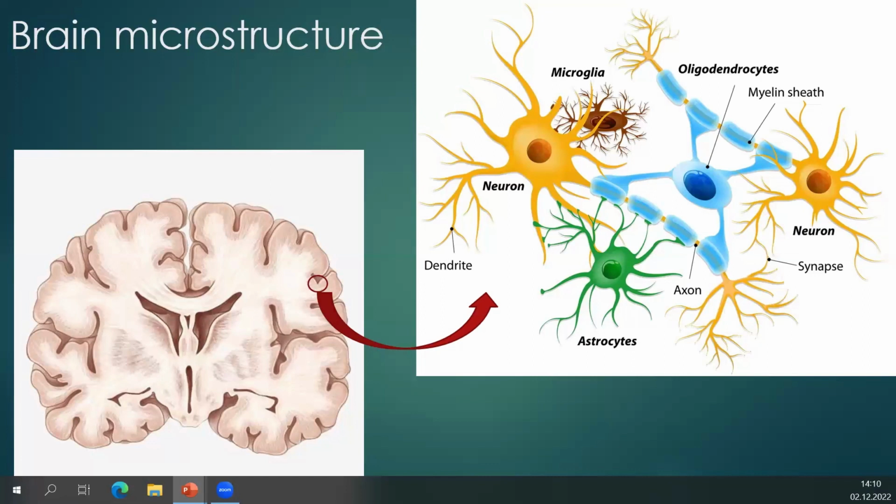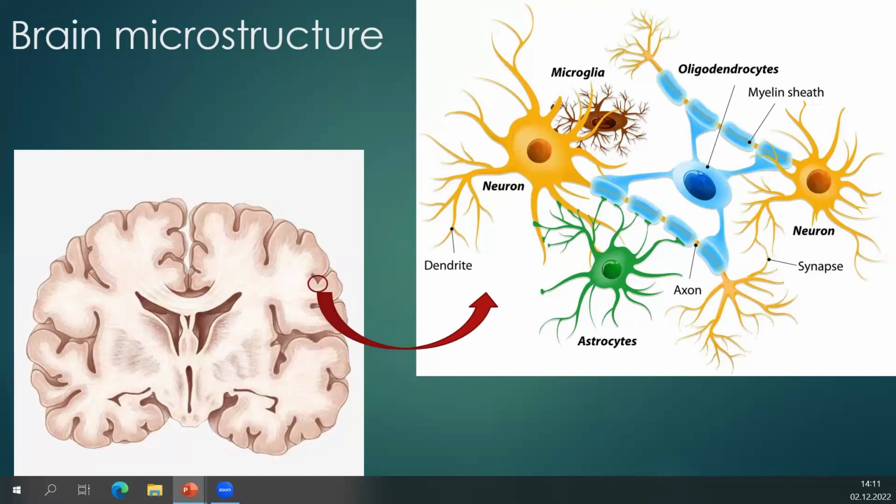Okay? And the other thing to know is that the white matter myelin itself is produced by these cells here, which are called oligodendrocytes, which wrap themselves around the axons. So that's what creates the white matter.